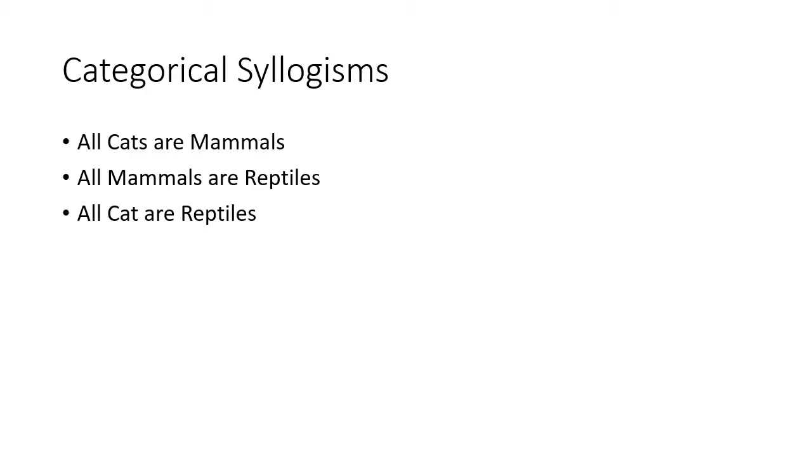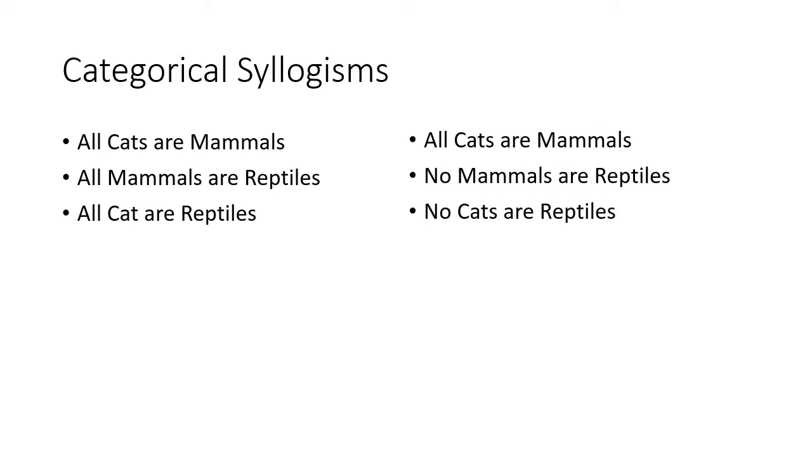Okay, so categorical syllogisms. Categorical syllogisms are arguments that are made up of these categorical claims. So here's an argument that is made up of all A claims, so they're all universal affirmatives. We have all cats are mammals, all mammals are reptiles, and therefore all cats are reptiles. It's kind of a weird sounding argument, but nevertheless, it is an argument that is made up of some combination of the four categorical claims. In this case, they're all A claims.